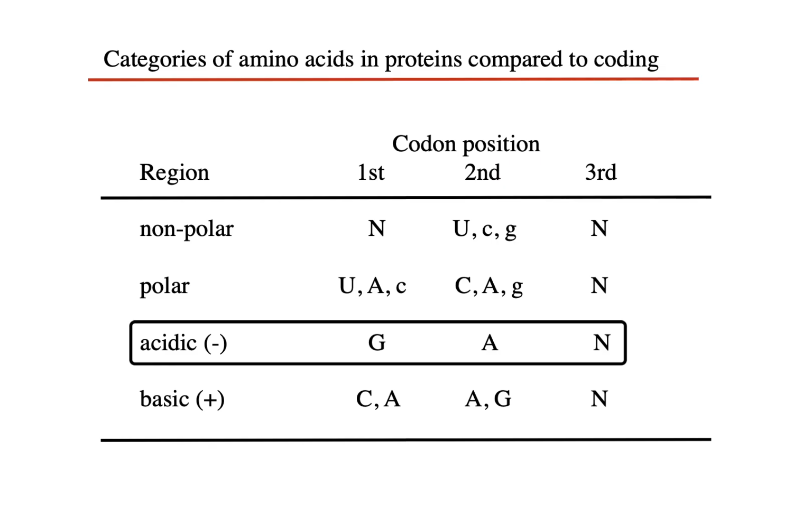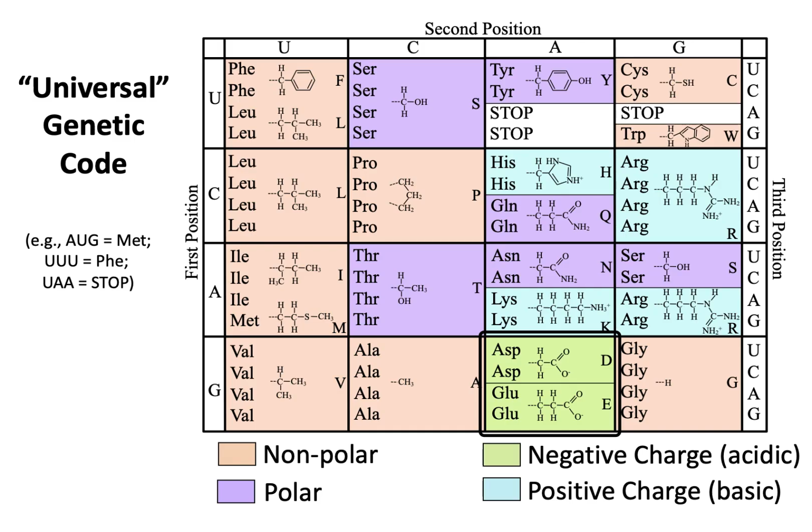And all of the acidic amino acids, there's only two. They are G and A in the first and second positions of the codon, and anything in the third position. And here you can see them down here, a G in the first position, A in the second position, and the third position, anything, depending on whether it's aspartic acid or aspartate and glutamate.